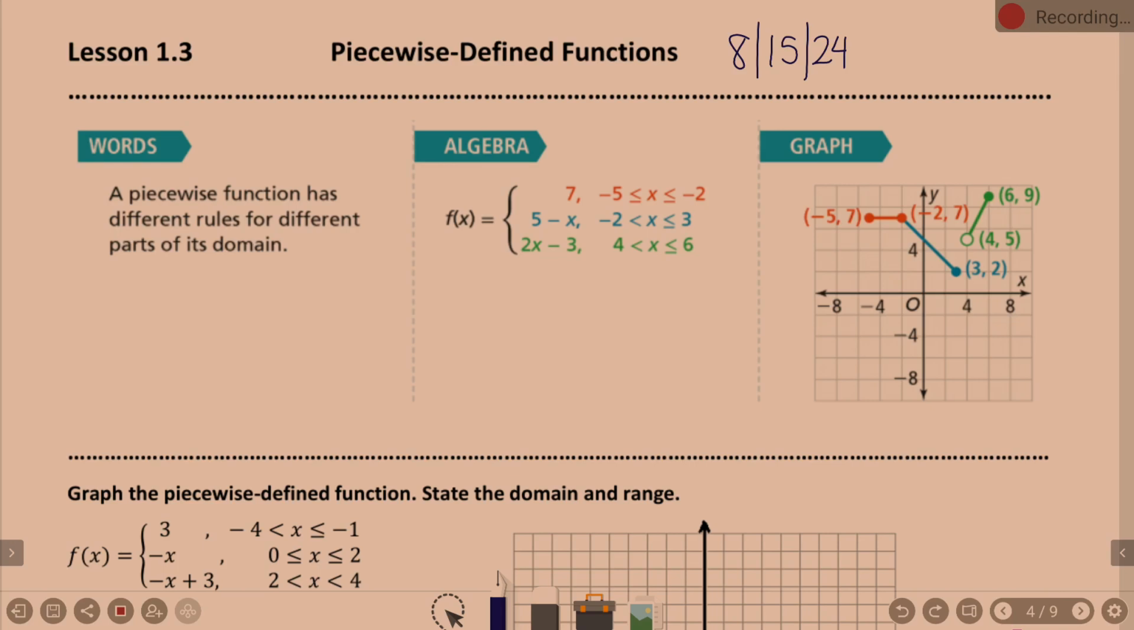Like this one, f of x is defined to be 3 different things. So my graph is 3 different pieces. A piecewise function has different rules for different parts of its domain. So the idea here, like f of x equals 7. Well, remember we talked about f of x is another way to say y.